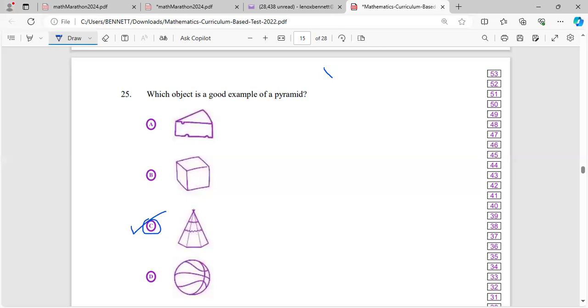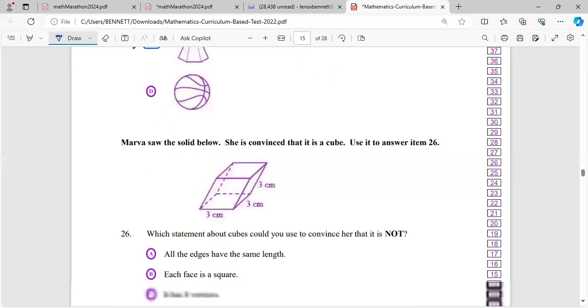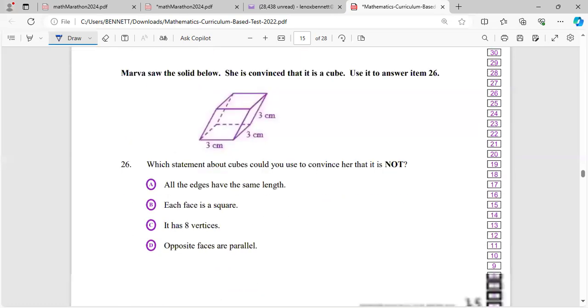Somebody volunteered, I don't remember the name already. So guys, send the answer for this. Marva saw the solid below. She's convinced that this is a cube. Use it to answer item 26. Send the answer for that, guys, and then we'll remember which student volunteered.